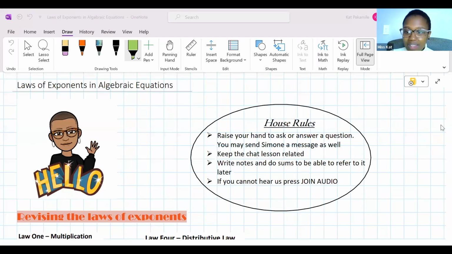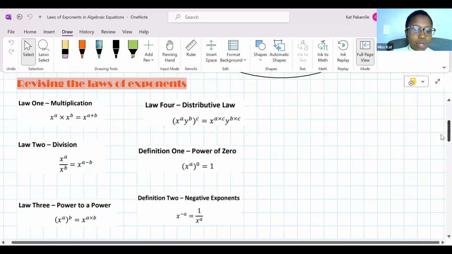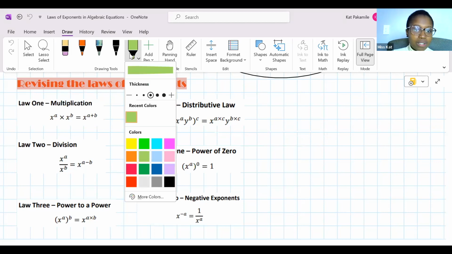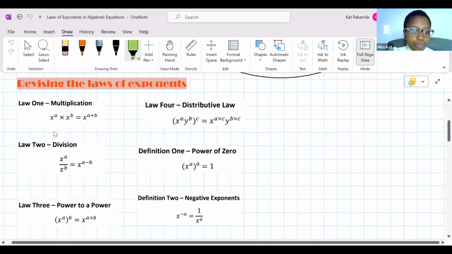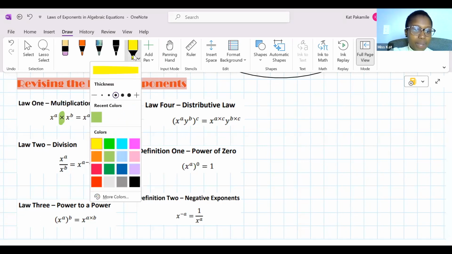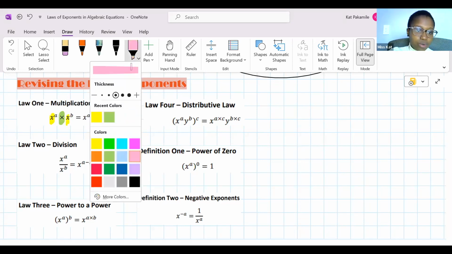Okay, so let's first revise our laws of exponents because we'll be using these to solve algebraic equations. Law number one is the law of multiplication, i.e. when we are multiplying, then you add exponents. The only condition we have here is we have to have the same base, x and x. In that case, we would add exponents.